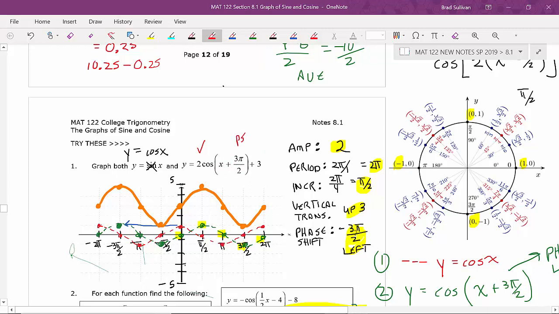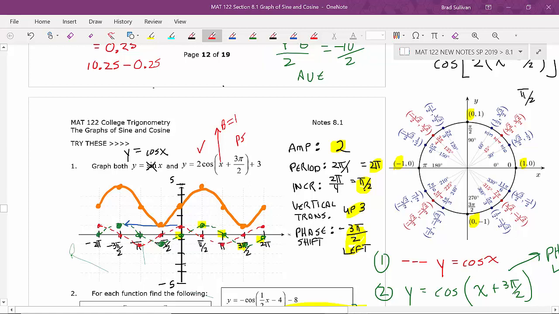So that is 3 pi over 2 to the left. So since it's going to the left, you like to say that it's negative 3 pi over 2 for the phase shift. Vertical translation's up 3. The period, basically b is 1, so the formula is 2 pi over b. So the period's 2 pi. Increment, you do 2 pi over 4 to get pi over 2.